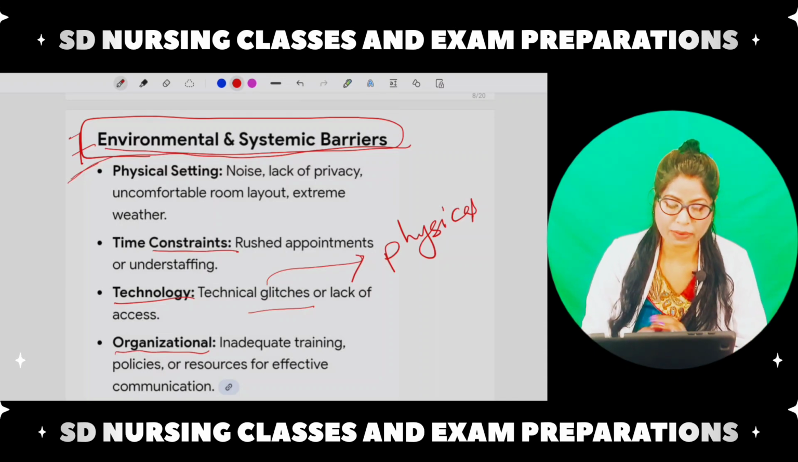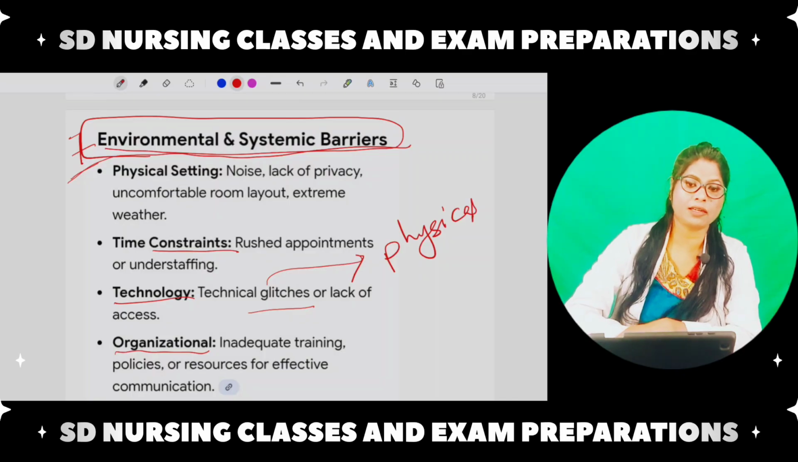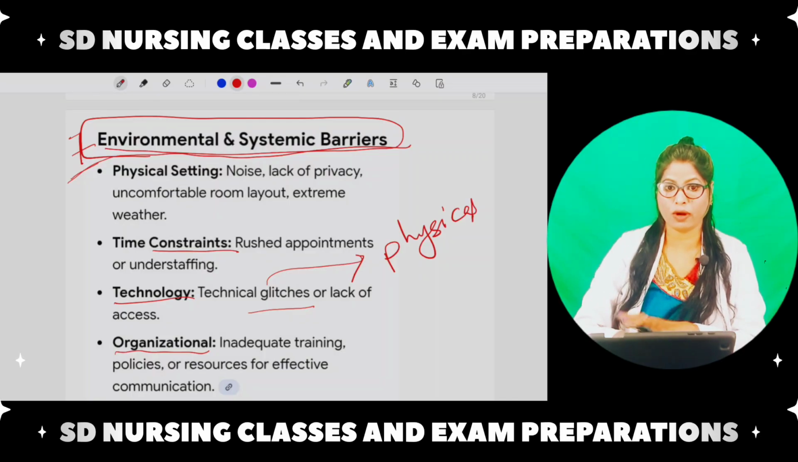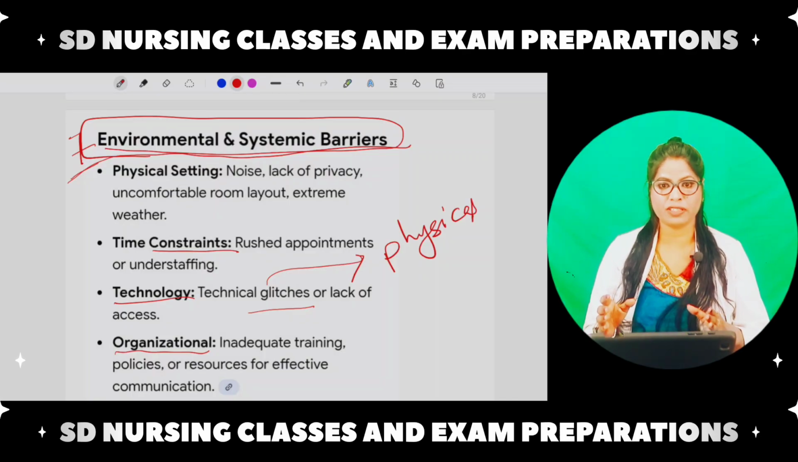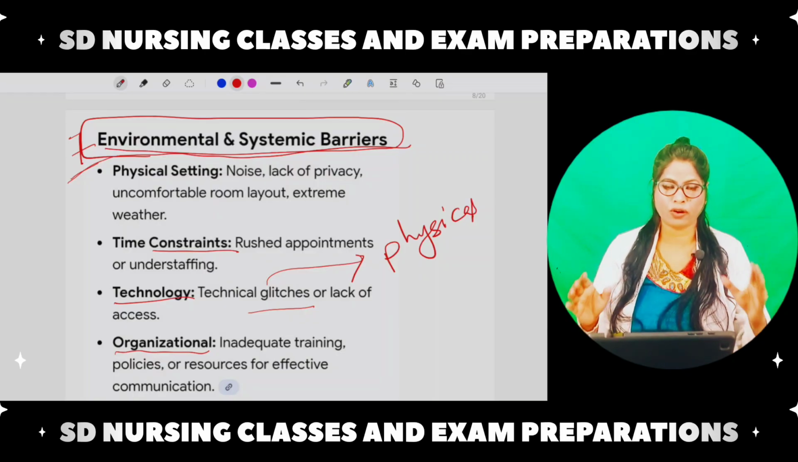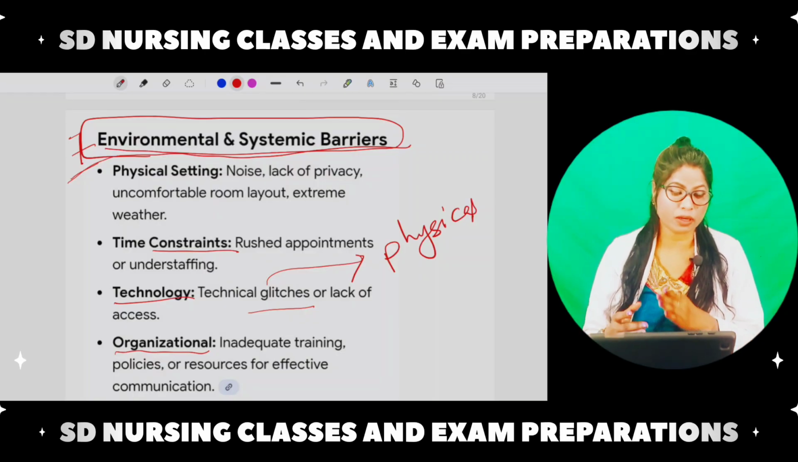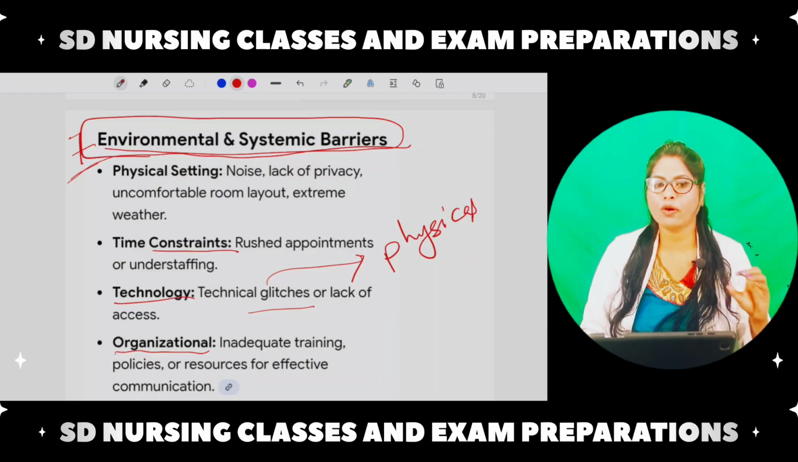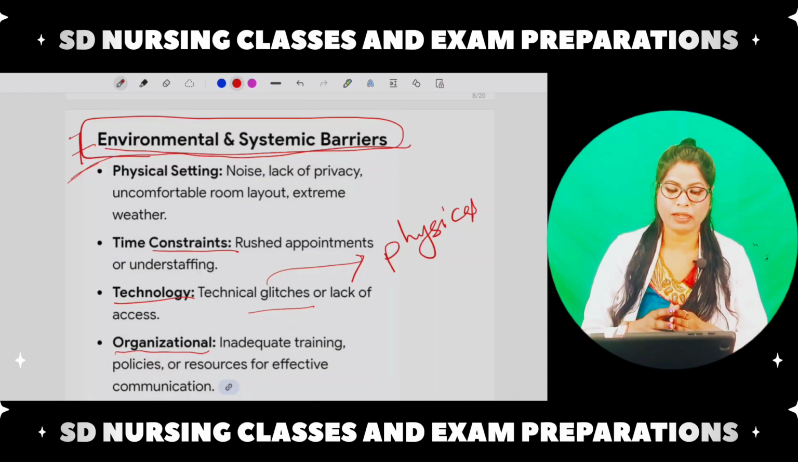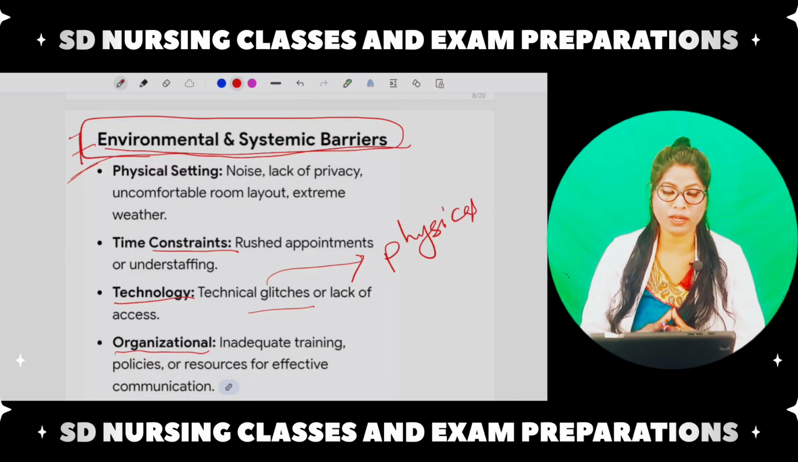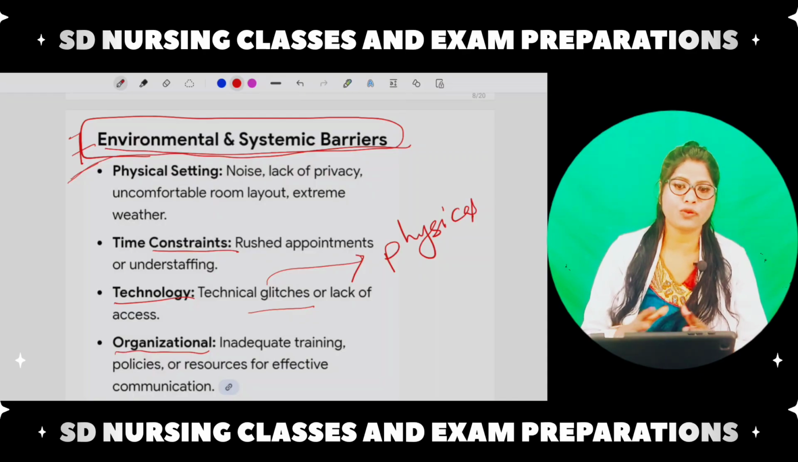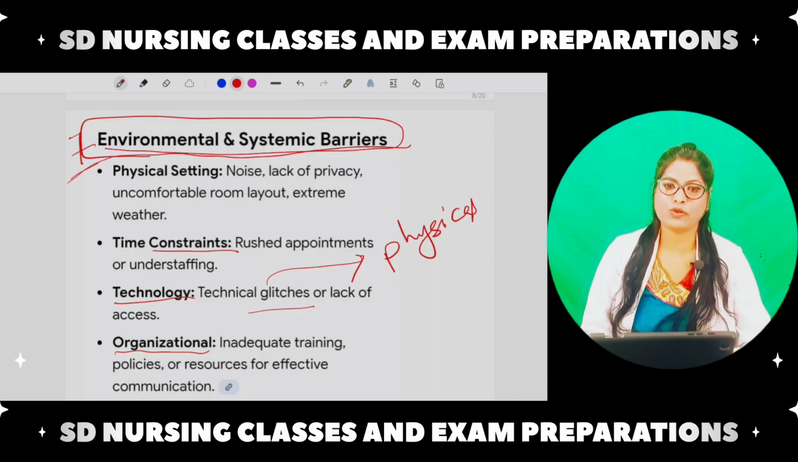So that's why we have to always keep in mind how the patient is, whether he is comfortable, calm, quiet or not. By seeing that only, we should communicate with the patient. If we do all these things, physical barriers never come, meaning the environmental and systemic barriers, like noise and lack of privacy. This is what an environmental barrier is, and that should not be there.